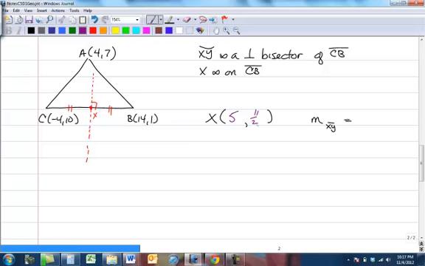What is the slope of XY? Well, the slope of CB is 10 minus 1 divided by negative 4 minus 14, which is negative 9 divided by negative 18, which is positive 1/2. So then what would be the slope of XY? It'd be the opposite, negative, and reciprocal, negative 2. That's the only thing that they're asking for.